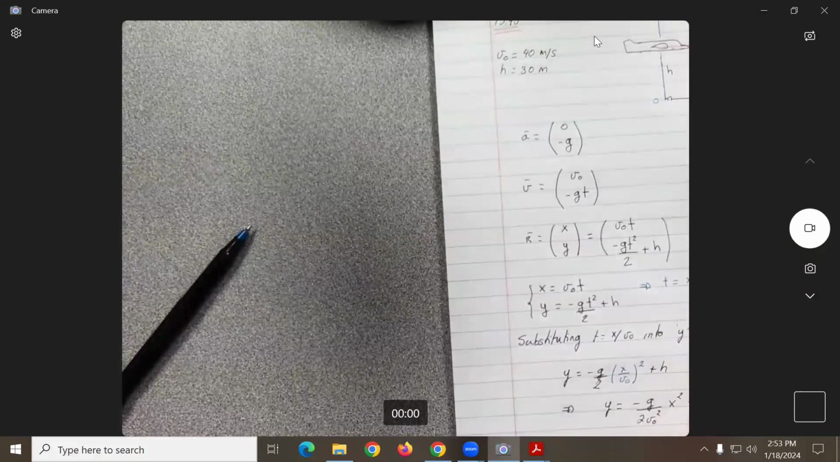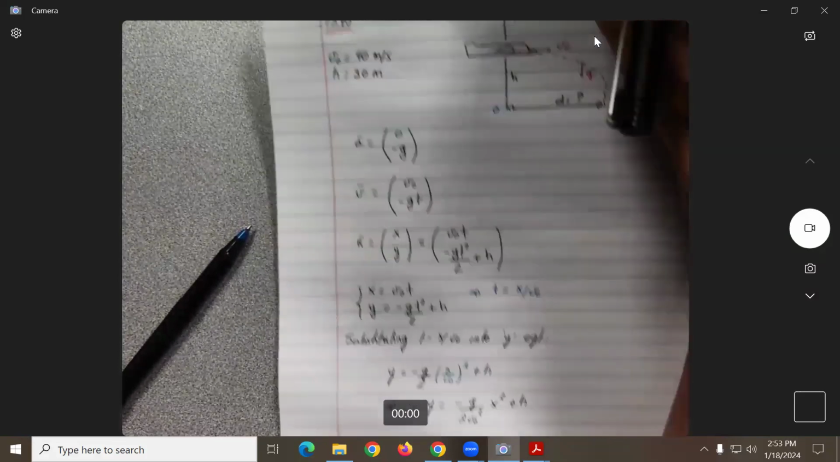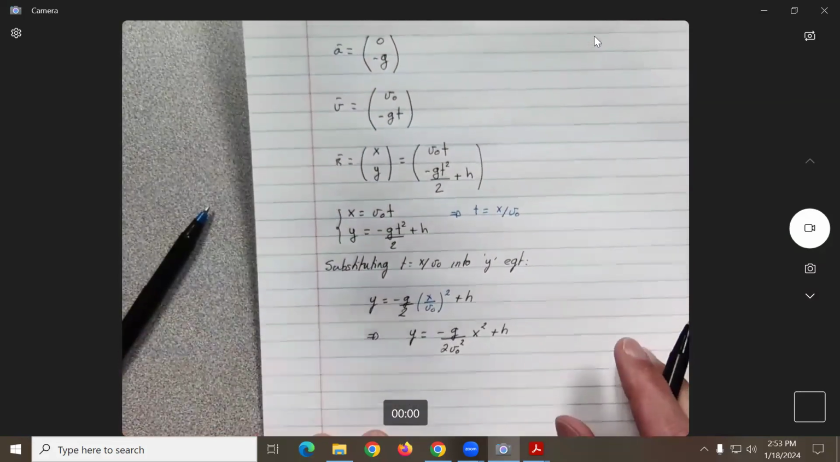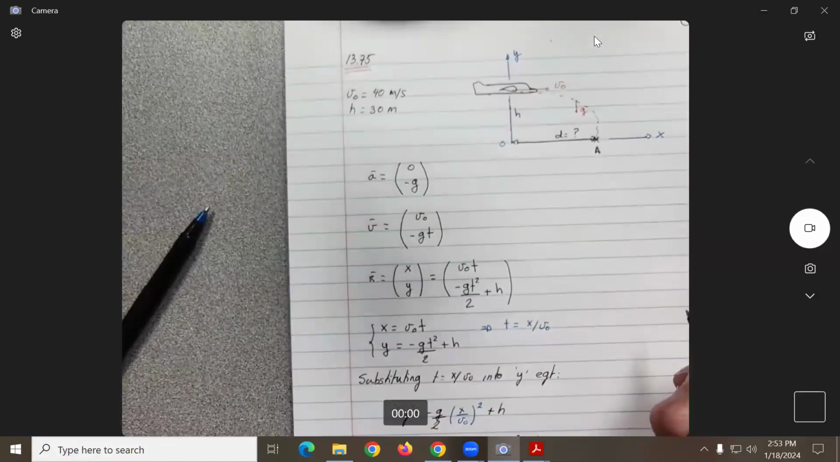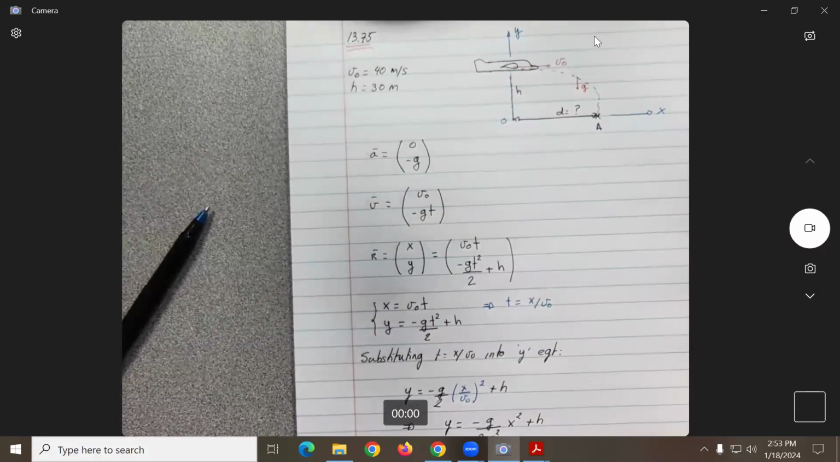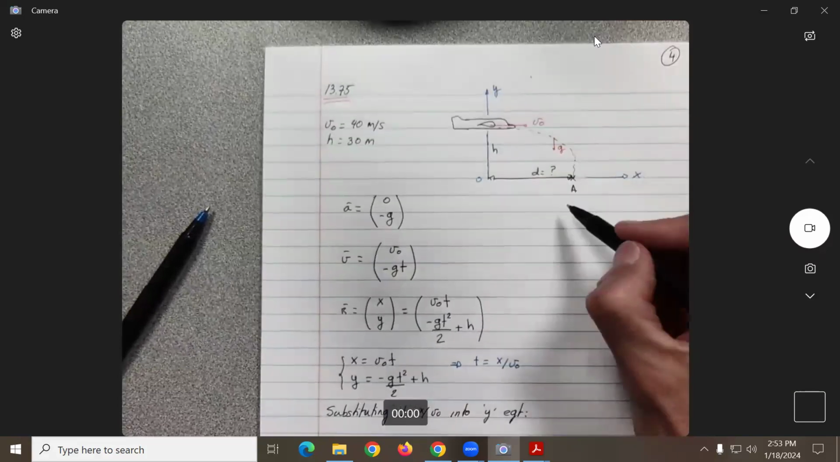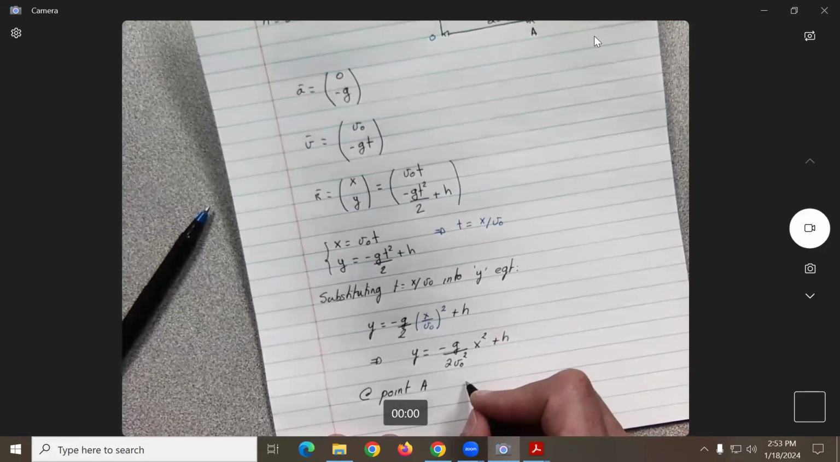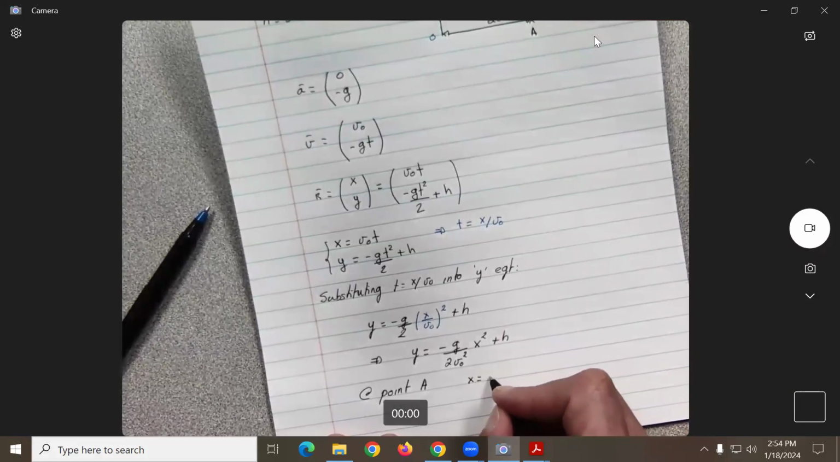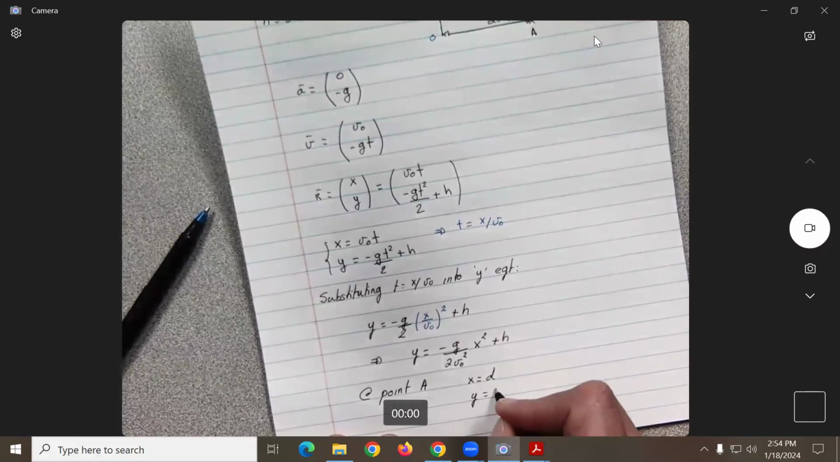Now, I don't want to read this. I want to put this up here. So at this point over here, let's say at point A, which is over here, what do we know? X equal D and Y equals 0, no? And we know V naught, we know H.